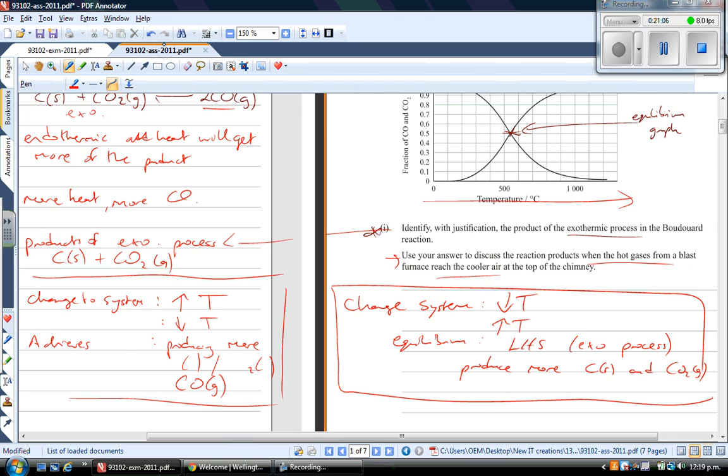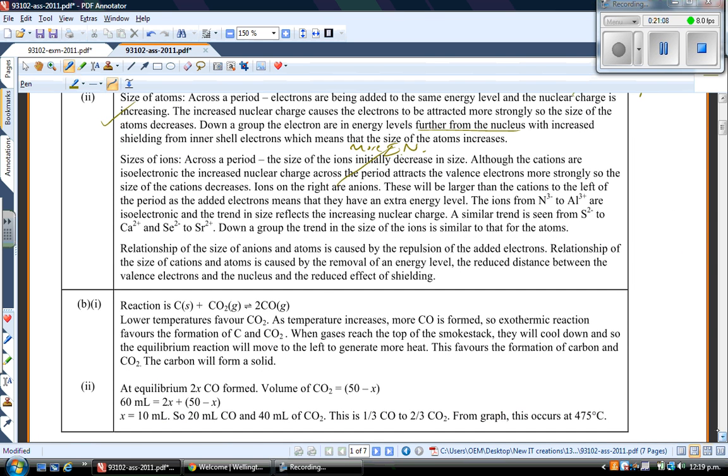We can take a look at the answer here. It's quite short. There's the equation, so we got that right. Lower temperatures favor carbon dioxide. As temperature increases, more carbon monoxide is formed because it's an endothermic process. So the exothermic reaction favors the formation of carbon and carbon dioxide. When gases reach the top of the smokestack, they will cool down, so the equilibrium reaction will move to the left to generate more heat, which is the exothermic process, and this will favor the production of more carbon and carbon dioxide.